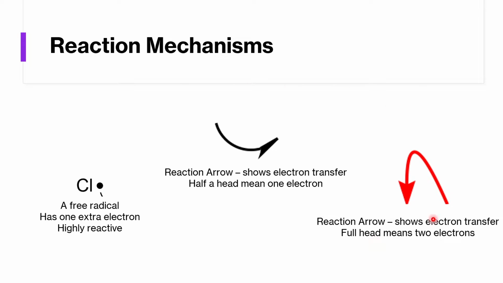We are also going to use reaction arrows. If the reaction arrow has half a head, it means that there's been a transfer of electrons, but only one electron has been transferred. If we see an arrow with a full head, it means, again, there's been electron transfer, but 2 electrons have been transferred. Generally speaking, when we see a reaction arrow, usually what we're seeing is the formation of a bond. Sometimes it means that there is a breaking of a bond and the formation of a free radical, and that'll usually happen when you see half heads.